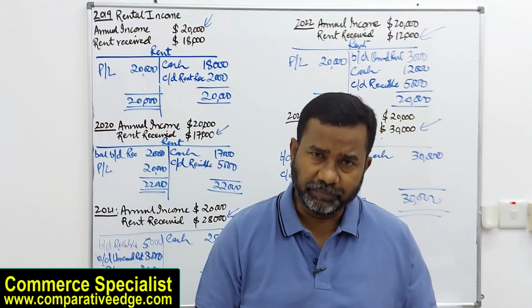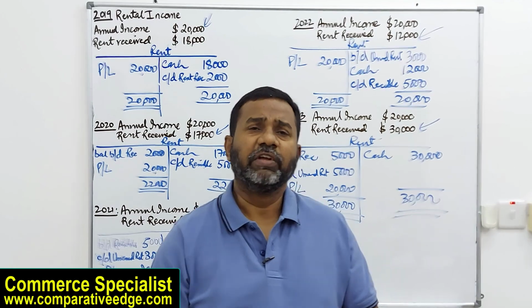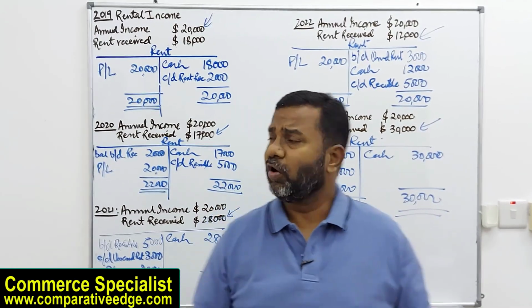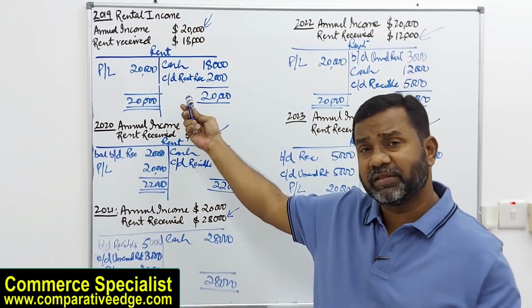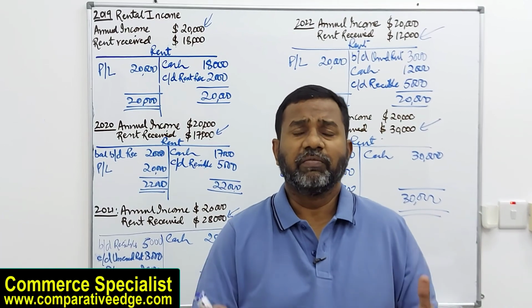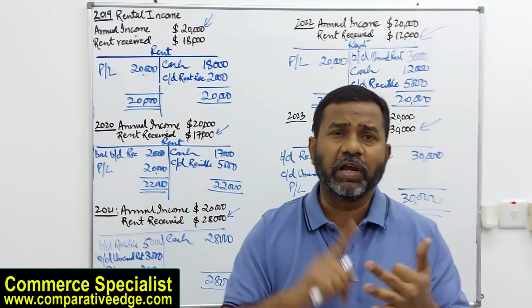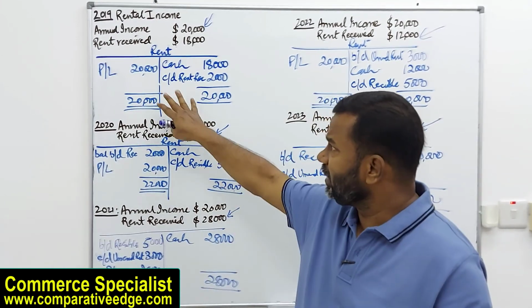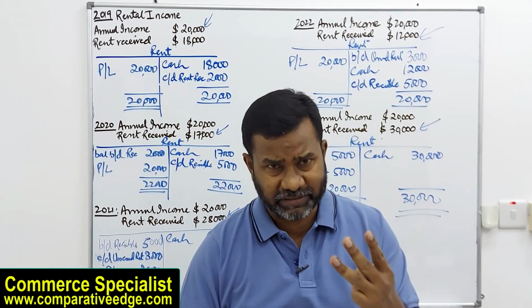So, lesson to learn. When we are making a rental income account, I compare this account with a military graveyard. A military graveyard means whether you belong to the Army, Navy or Air Force, when you die, you are buried in the military graveyard. So this T account will have three different types of things.